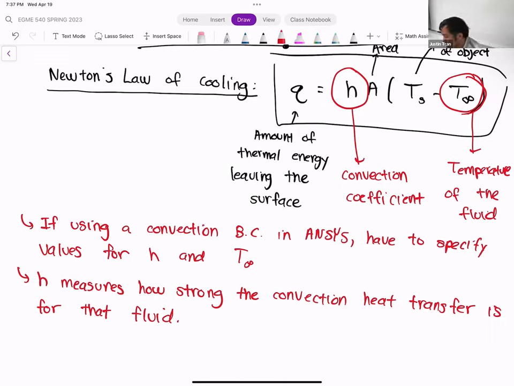It depends on the velocity of the fluid. It depends on the properties of the fluid, the density, its thermal capacity. It depends on the flow patterns. It depends on the geometry. And so H actually depends on a lot of things. Basically what I'm getting at here is that you can't really look up H in a table because it's literally different for every situation.